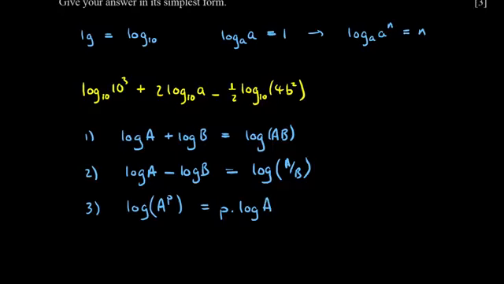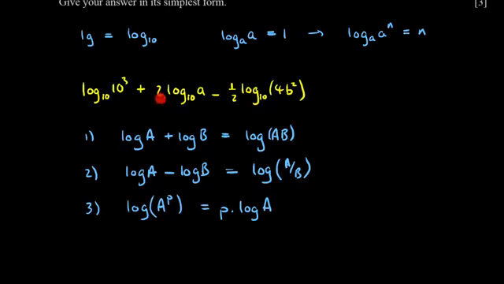Okay, now the key thing to understand about rules 1 and 2 is they only work if there's no coefficient before these logs, right? So we can't have, for example, 2 log A plus log B. They just need to be logarithms with no numbers before them. So what we need to do is deal with that 2 here, and deal with this half here. And the way we're going to do that is we're going to use the third log rule.